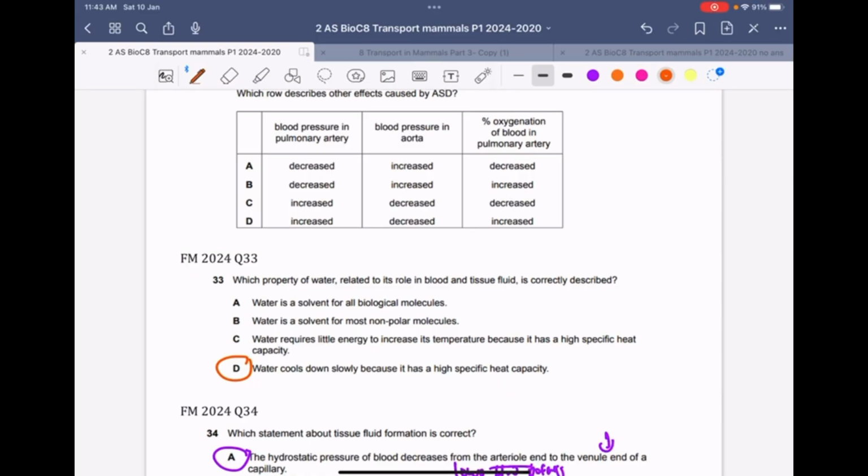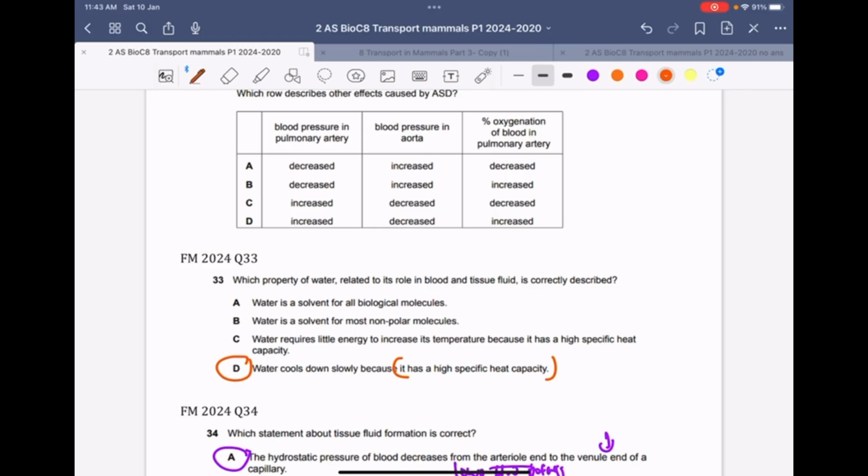So water cools down slowly because it has a high specific heat capacity. What does this mean? 就是说水具有很高的这个比热容，代表就是说水在温度改变之前，它必须要吸收非常大量的这个热能，所以正因为这个水它可以储存很多的这个热能，所以这个温度的下降是非常缓慢的。所以它可以帮助人体保持一个稳定的体温，help to regulate the body temperature at a constant level.